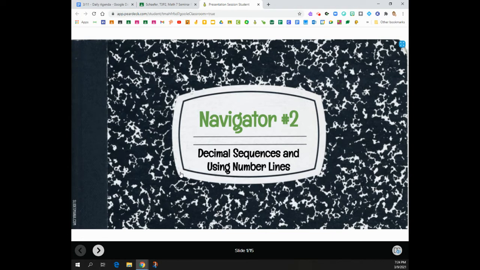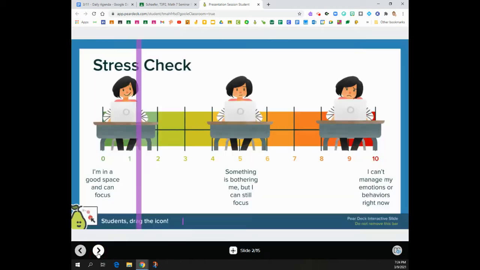So this is Navigator Session 2. We are working on decimal sequences using number lines. We always start out with some sort of social emotional learning slide. So this is a stress check. So think about where you are today. Are you kind of over here in a green, where you're in a good space and you can focus?